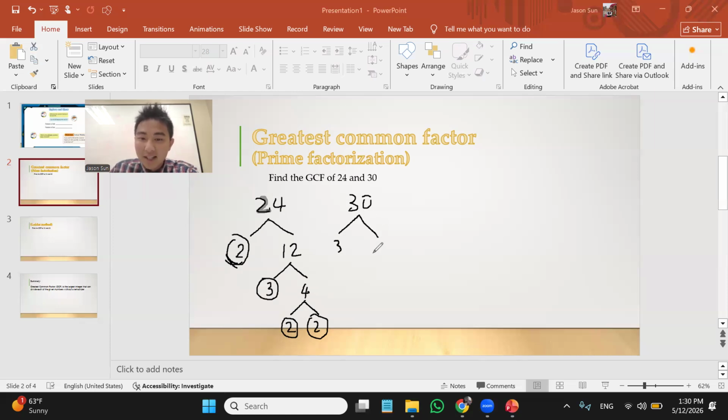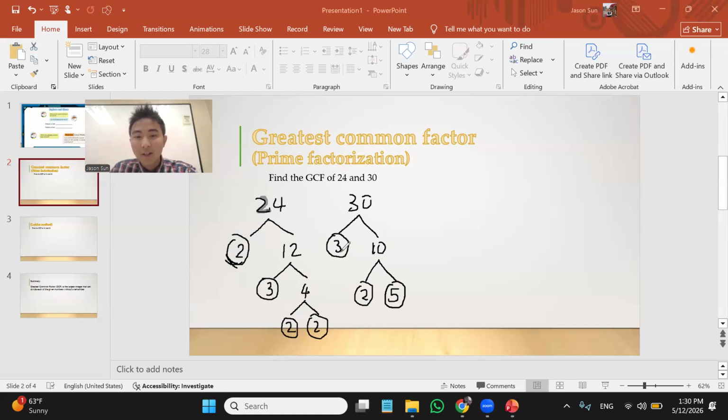Okay, 3 and 10. Okay, that's a good one. And then 3 is a prime number, so we circle it. And 10, we can still split into 2 and 5 because 2 times 5 equals 10, okay? All right, 2 is a prime number. Is 5 a prime number?